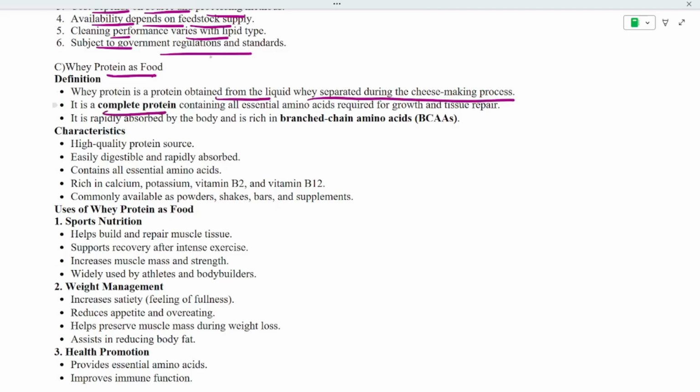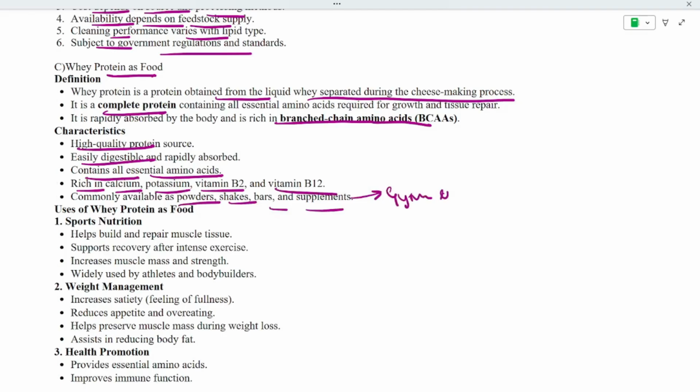As I said, it is a complete protein with branched chain amino acids. Characteristics: high quality protein, easily digestible, contains all essential amino acids. It is rich in calcium, potassium, vitamin B2 and vitamin B12. It is commonly used in powders, shakes, bars and supplements. It is mainly used in gym supplements also. You can add this point.